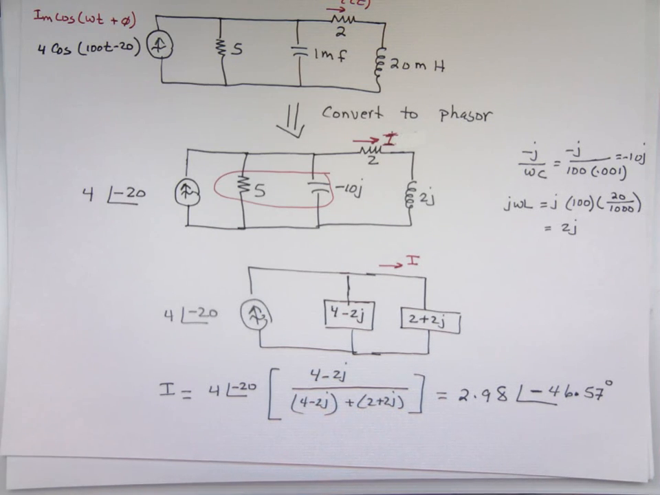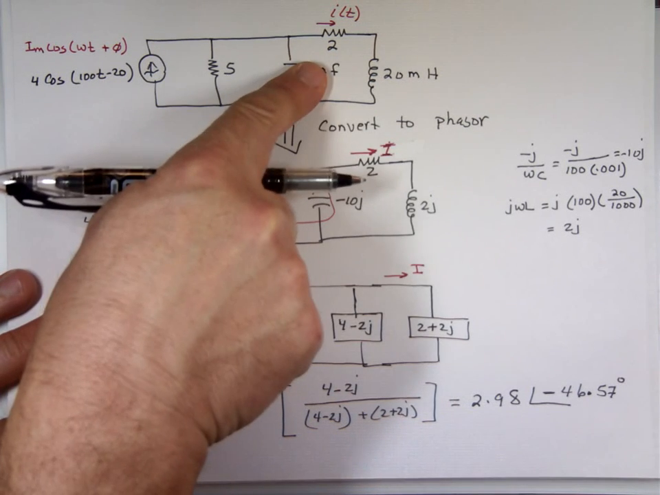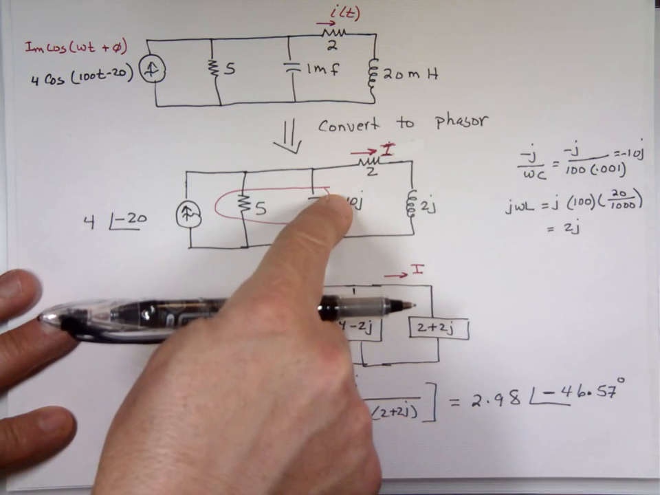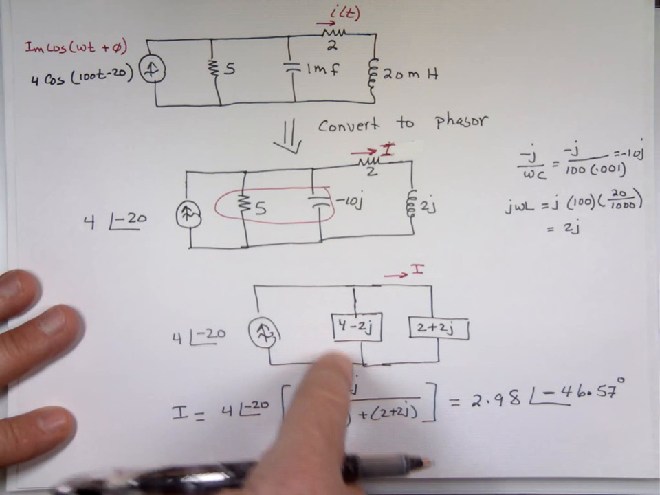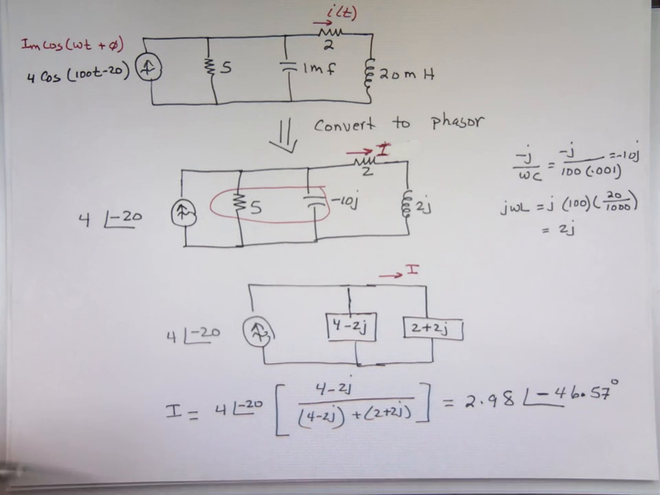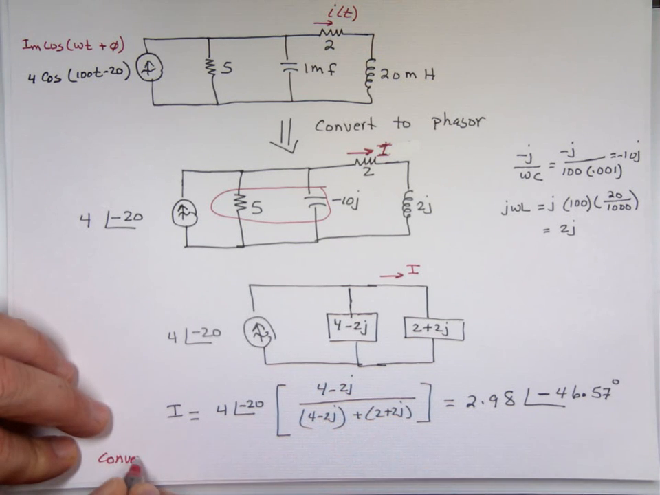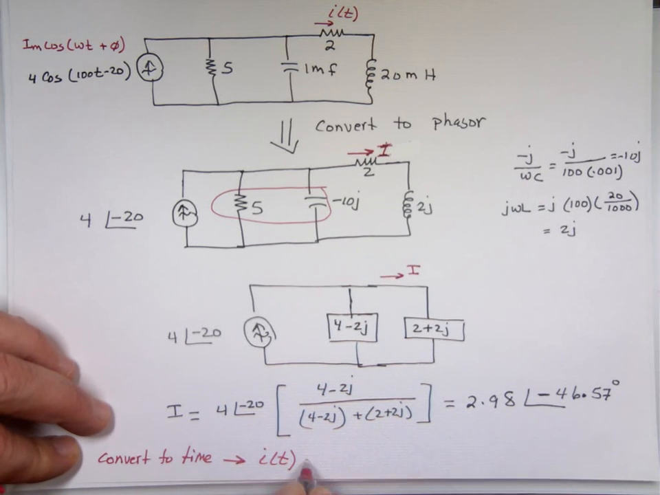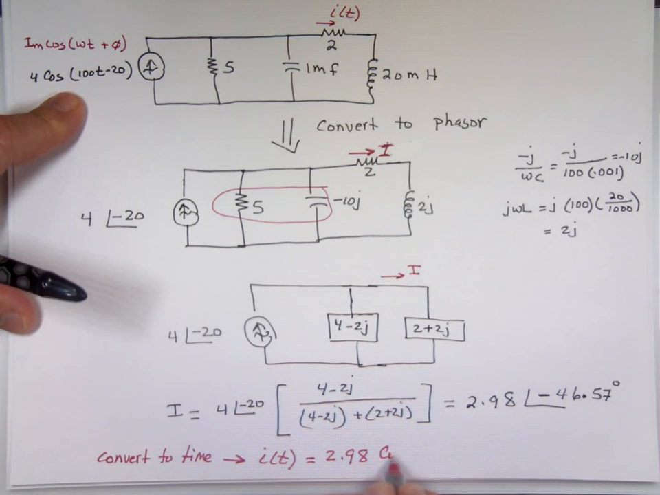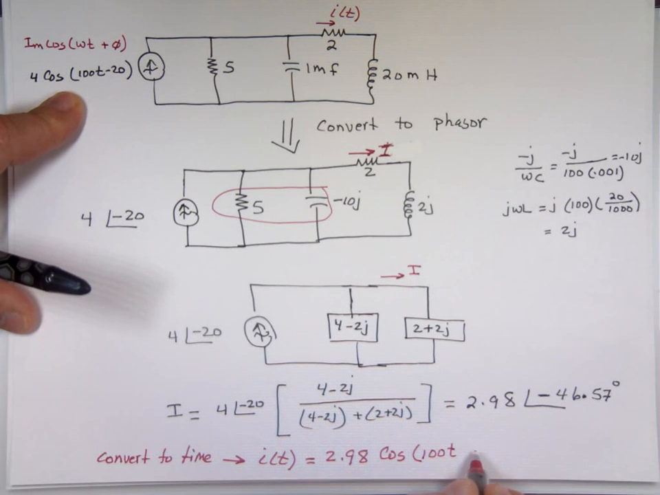Here's my first step. I took it from time, converted to phasor, solved it in phasor, which is this answer. Now let's convert back to time domain. To time domain, now when you take it, you can say the current I as a function of time is going to be 2.98. The cosine is still going to be there. The 100 still going to be there. And the only difference, the phase shift, is going to be what? Minus 46.57 degrees.